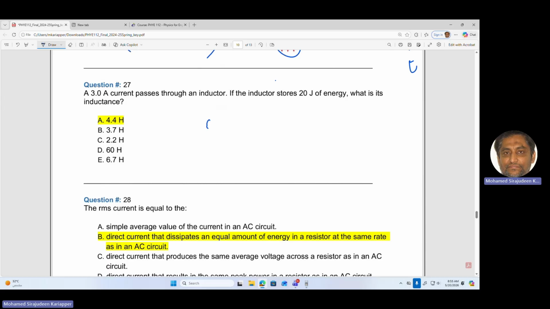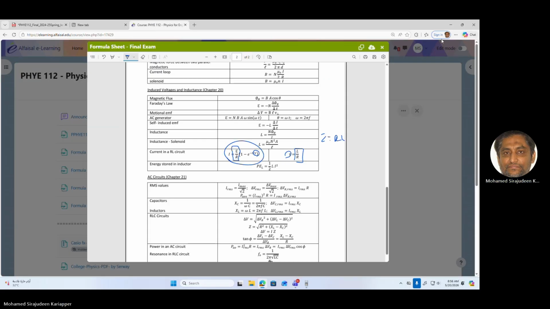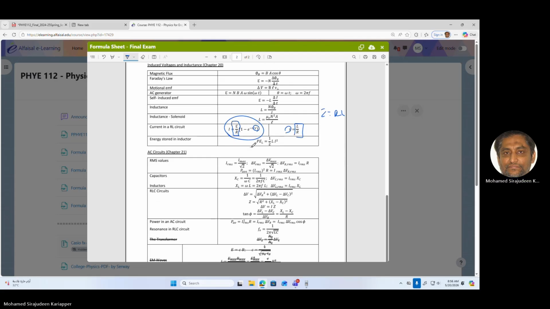Energy is equal to... energy. What did you say? Find the equation for this question. What is the equation? Energy. The equation for the energy. Come on, guys. Even the description is there.